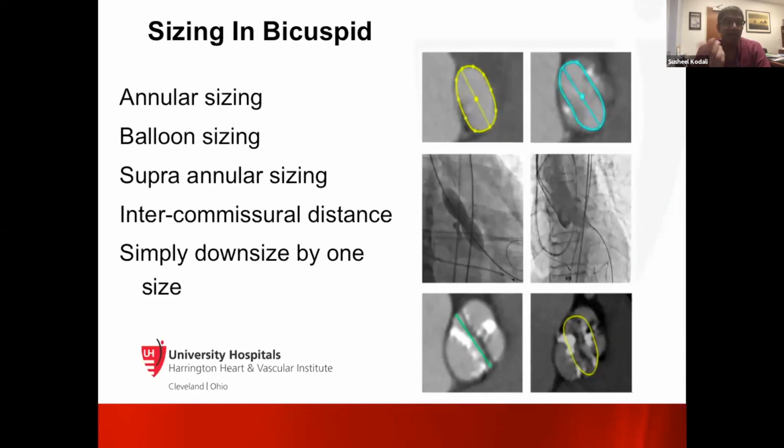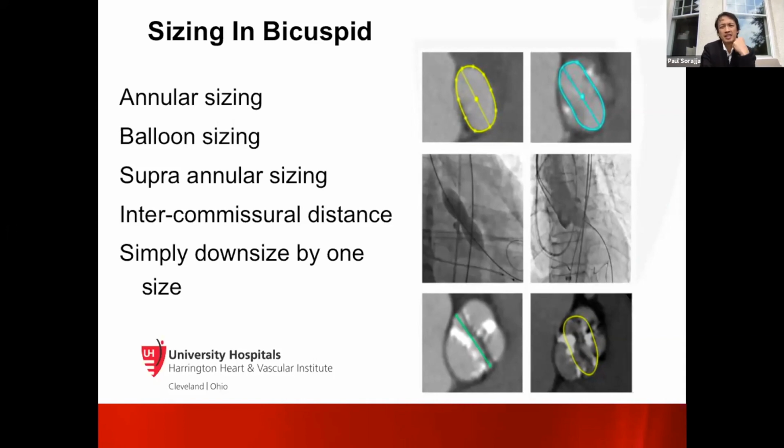Mm-hmm. And I really like Lotus. We've had some really nice experience with Lotus in this, and for that, I've generally done annular sizing. I love Lotus for bicuspids. I really do. It's just the bicuspids that are too big is when there's a problem, right? Yeah, particularly. All right, let's hear what you did.